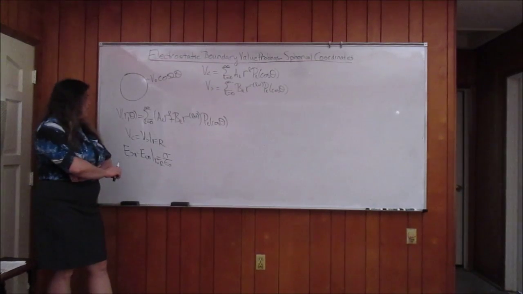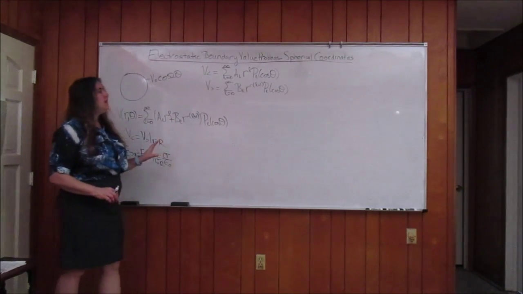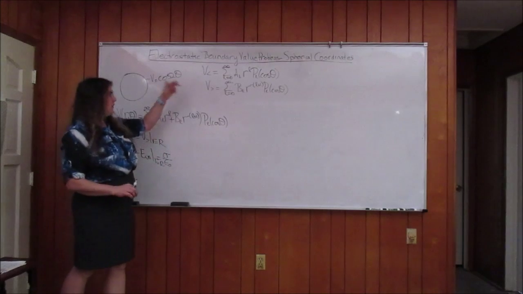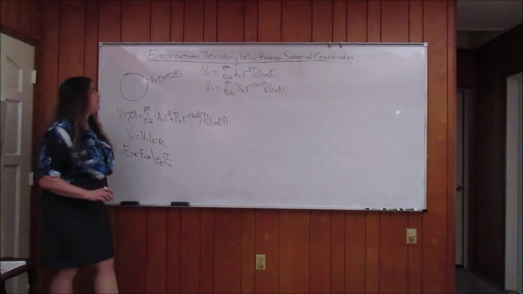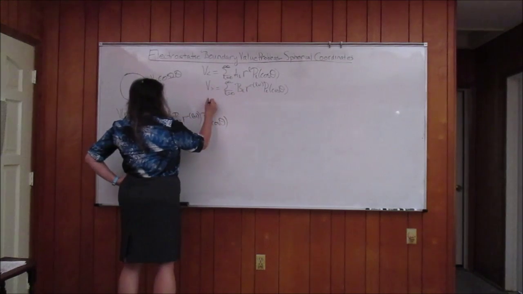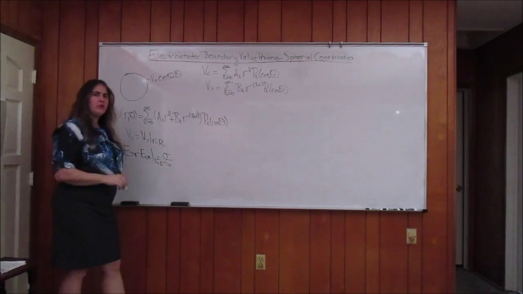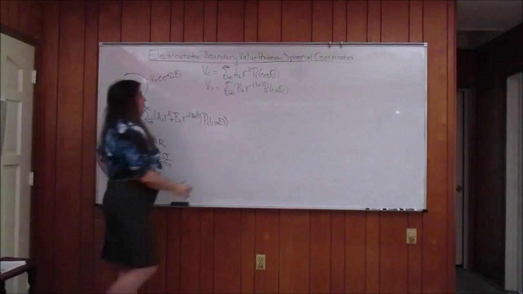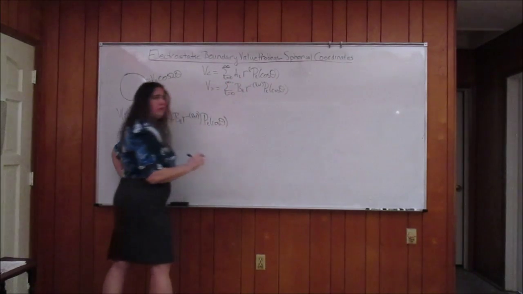P_L of cosine theta. So continuity of the potential will provide you with a relation between the coefficients A sub L and B sub L. These will have to be equal for every term. In other words, for every L, this has to be equal to this.